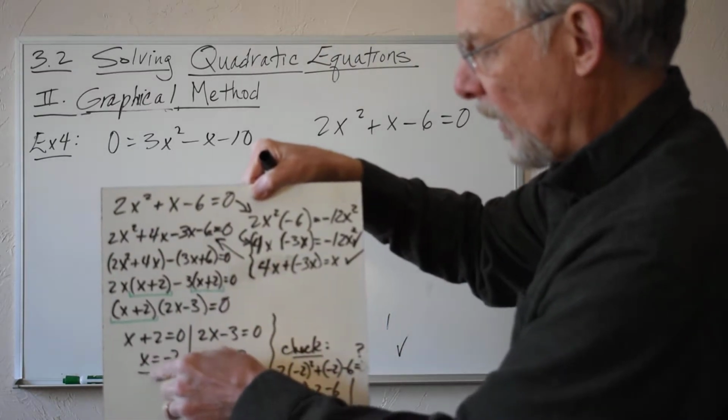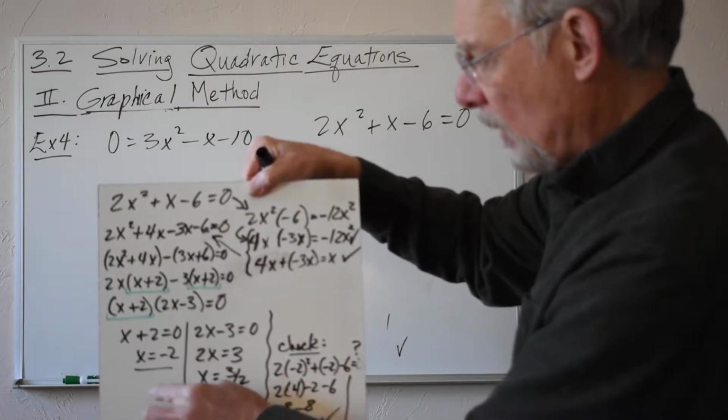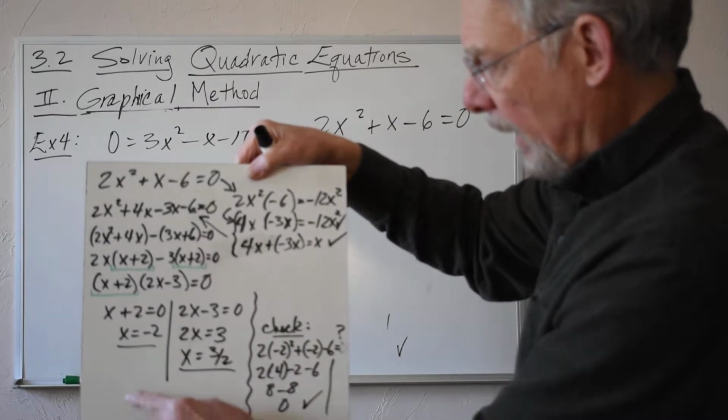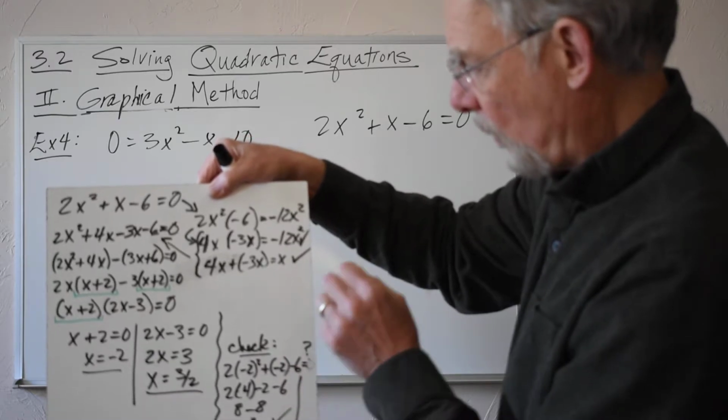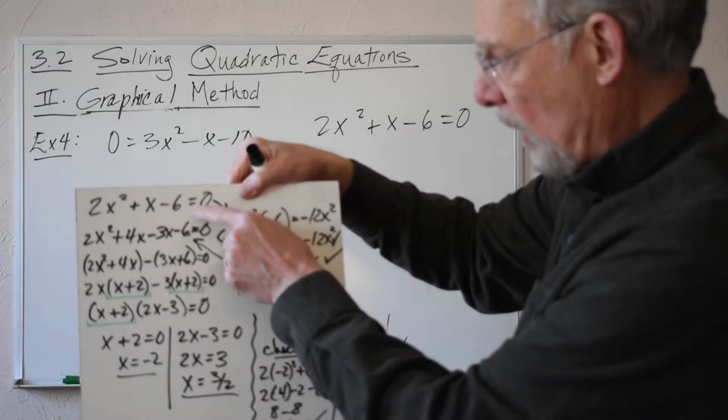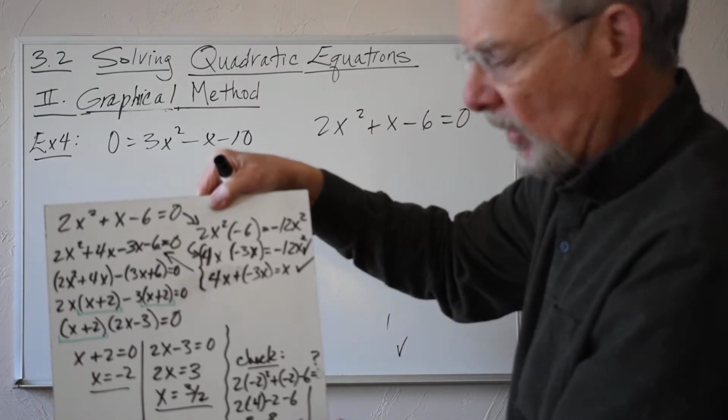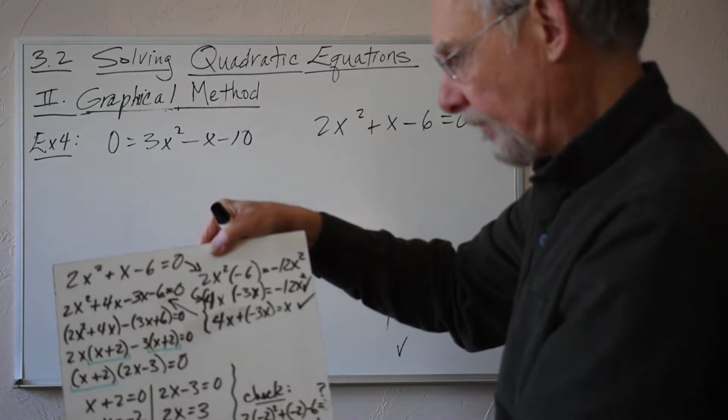We arrive there, set each factor equal to 0, solve, and negative 2 looks like the easier one to check, so I plug negative 2 back into the original equation up here, get my 0, things check out. So that's good.